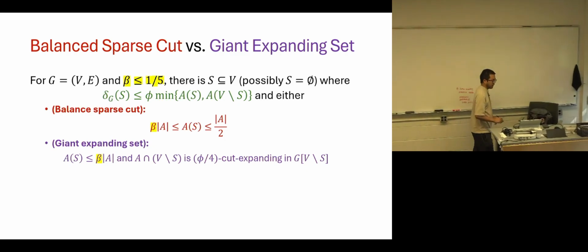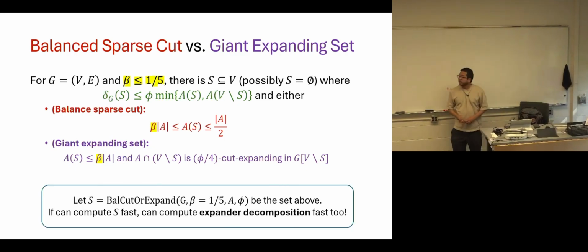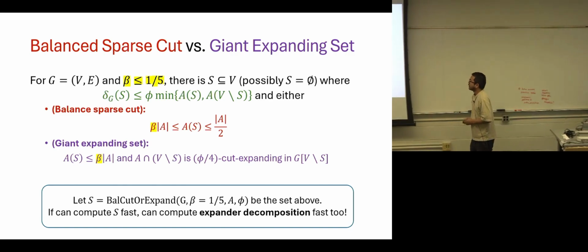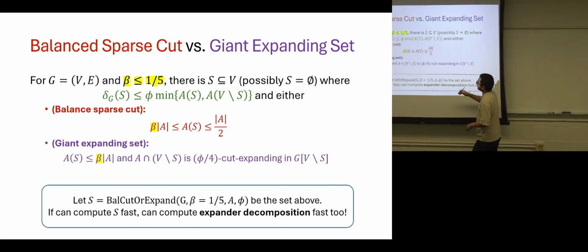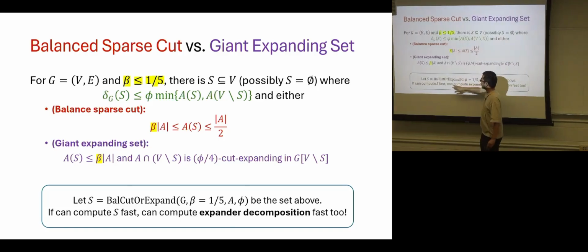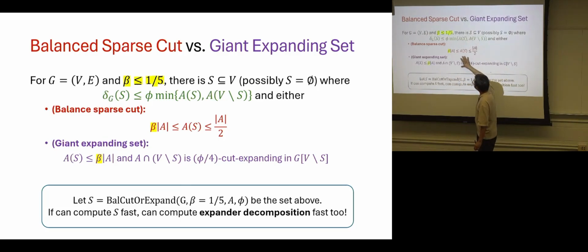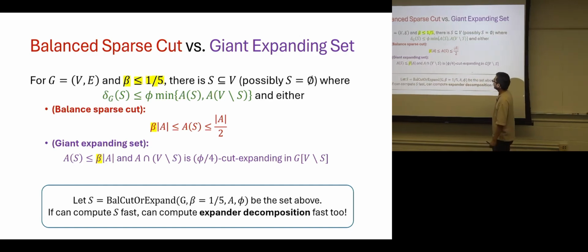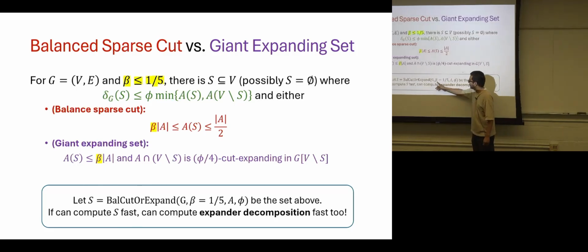Now, here is the point. Let's say that I use S to denote this cut. S is a cut from this subroutine that either returns a balanced sparse cut or a giant expanding set of this parameter, when you set beta to be 1/5.